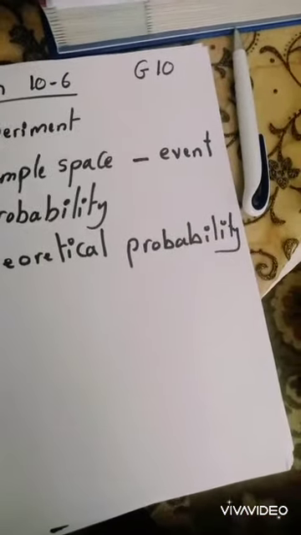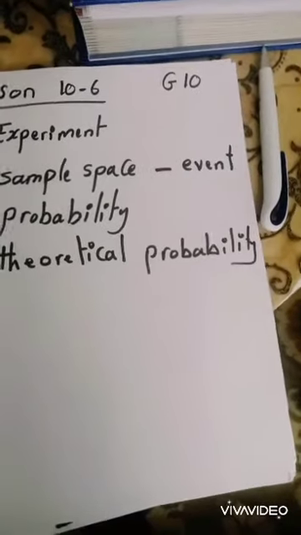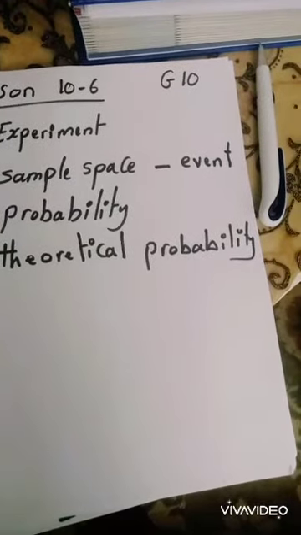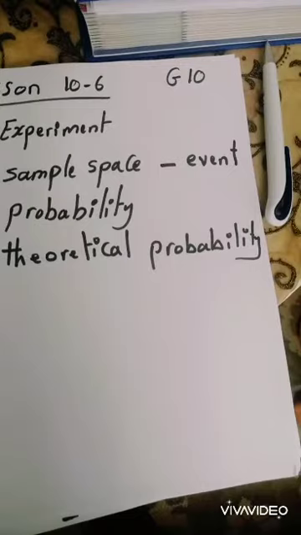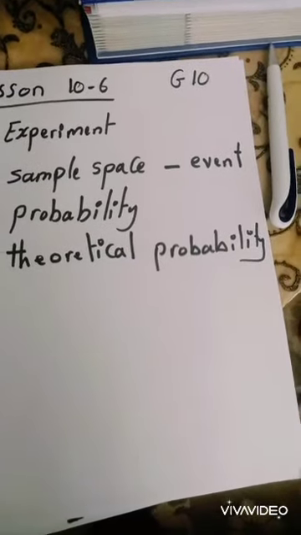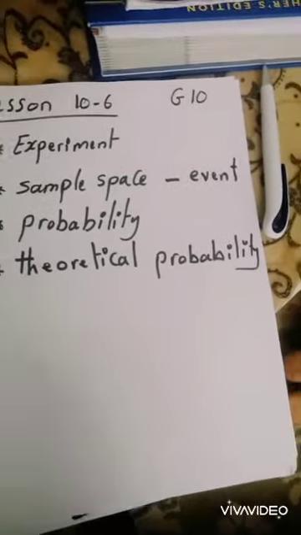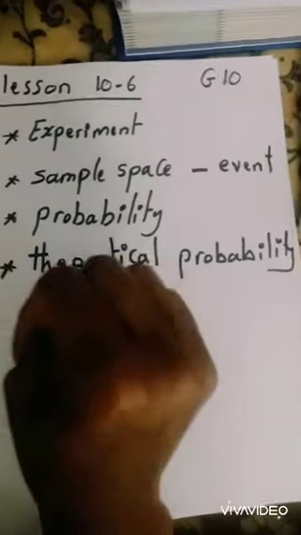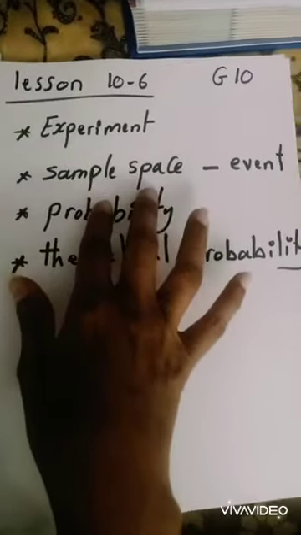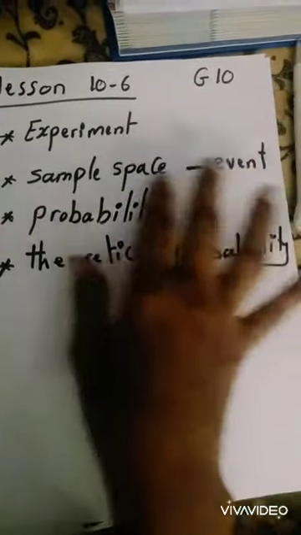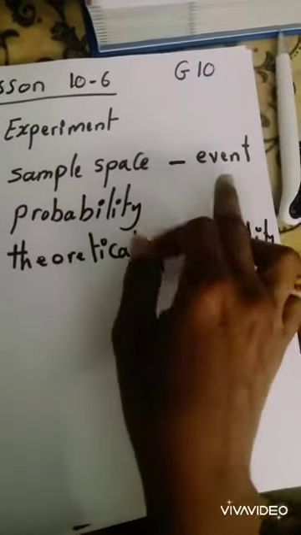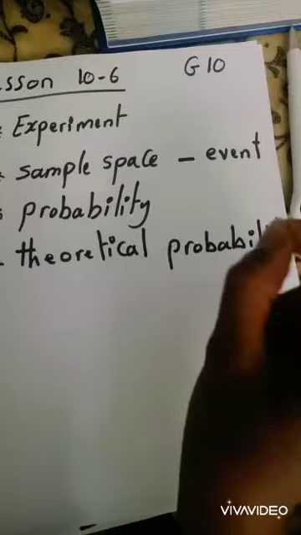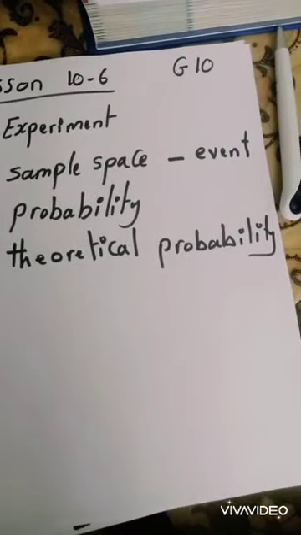For example, if I say how many even numbers, how many odd numbers, how many numbers are divisible by 3, this is called an event. So the difference between the sample space and the event: the sample space is the set of all outcomes of an experiment, and the event is any set of the outcomes.